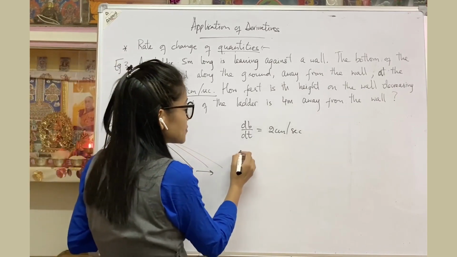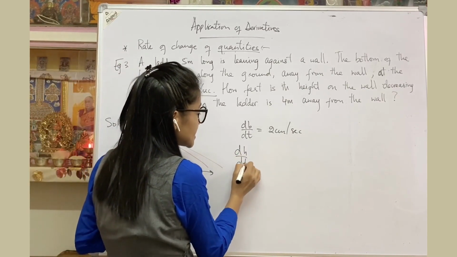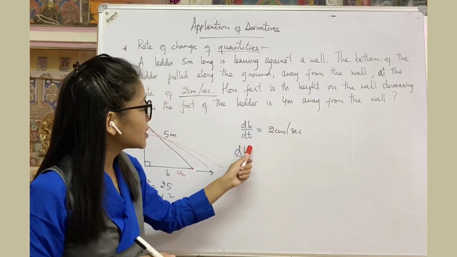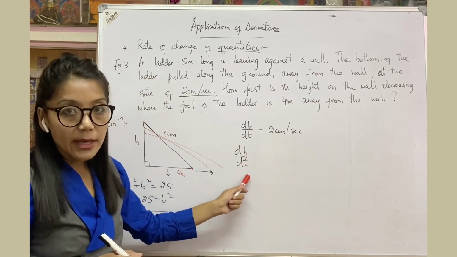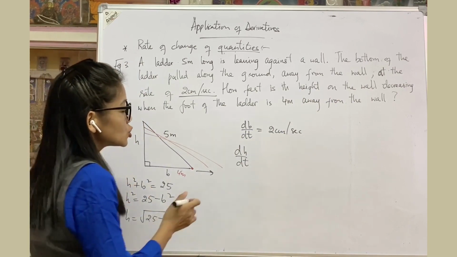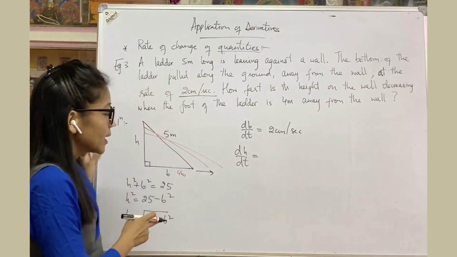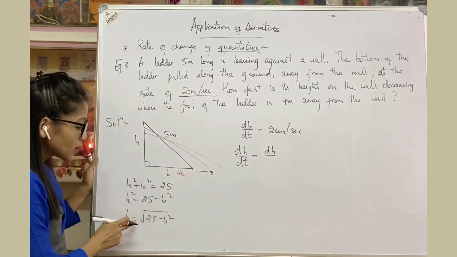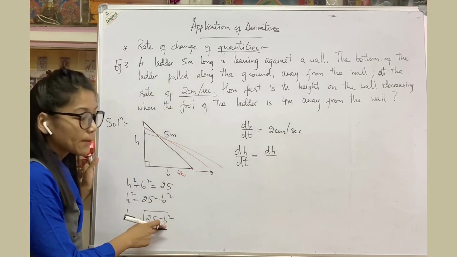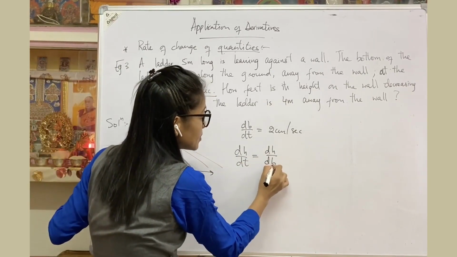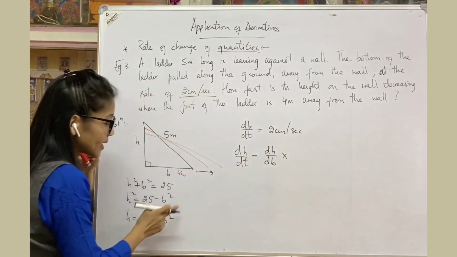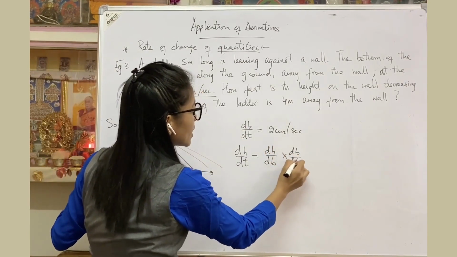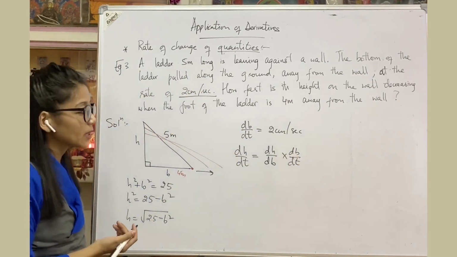Now here we have to find dh by dt. So we have to find the rate of change of height of the wall with respect to time. So this equals dh by db, since h depends on b, into db by dt, since base depends on time. So again you have to apply the chain rule over here.